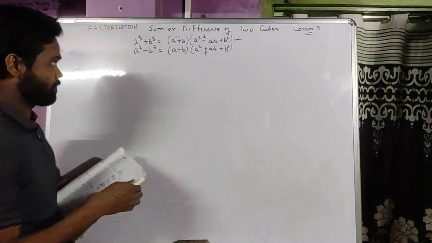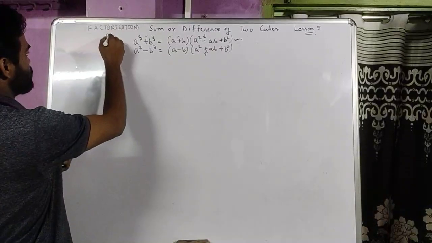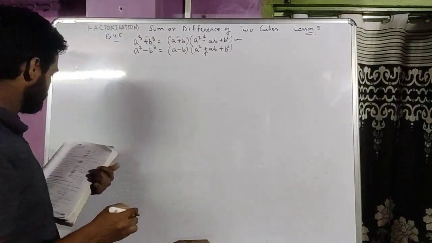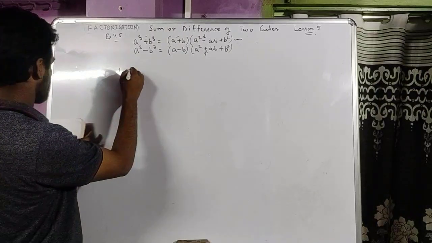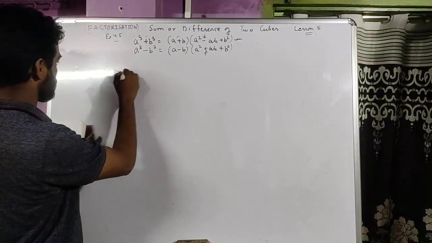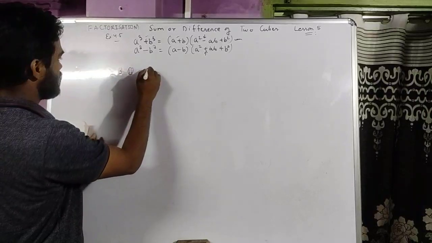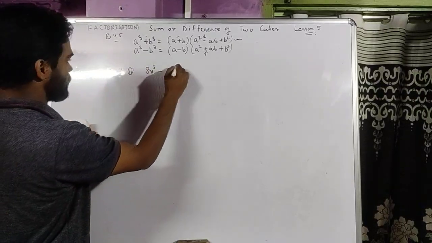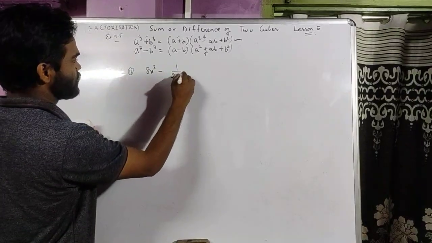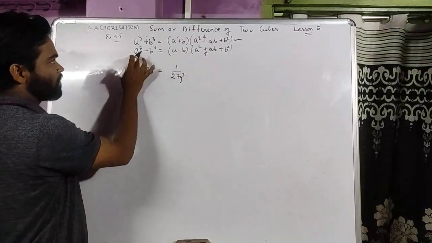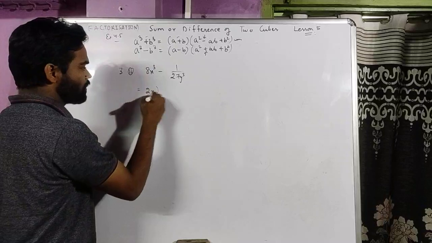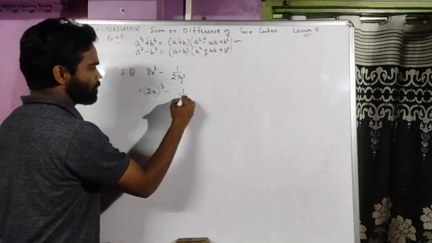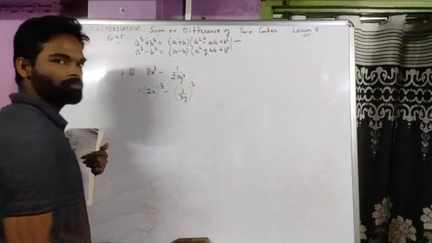This is exercise 4.5, I think. Sorry, we'll do sum number 3 part 2: 8x cube minus 1 by 27y cube. Now we'll write this in the form of a cube minus b cube. Now can I write this as 2x whole cube minus 1 by 3y whole cube?